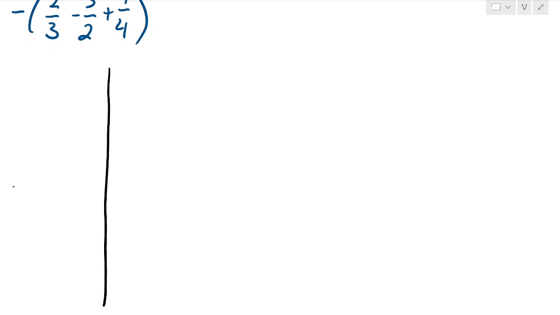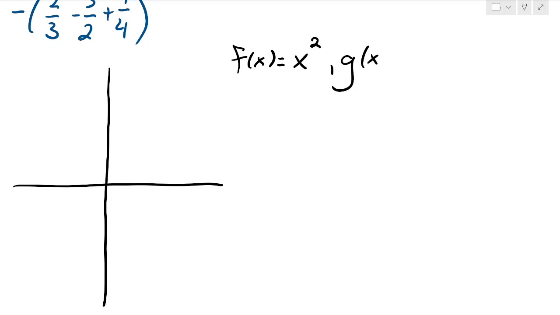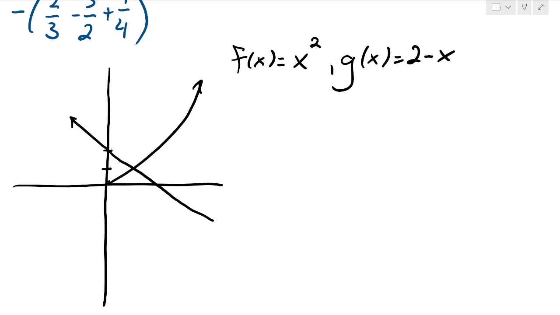But for example, if we revisit the two functions that we had before, f of x equals x squared and g of x equals 2 minus x, that looks something like this, more or less. We found the area between the curves of this region over here and this region over here. And I briefly mentioned how to find the area of this part right here, right?